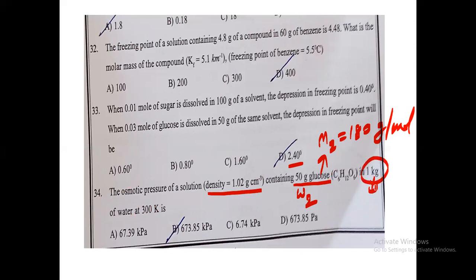Next, the osmotic pressure of a solution with density 1.02 grams per centimeter cubed. The solution contains 50 grams of glucose, so the weight of solute is given, and the gram molecular weight of glucose is 180 grams per mole. In 1 kg of water, the weight of solvent W1 is 1000 grams. And for water, the gram molecular weight is 18. The temperature is 300 Kelvin.